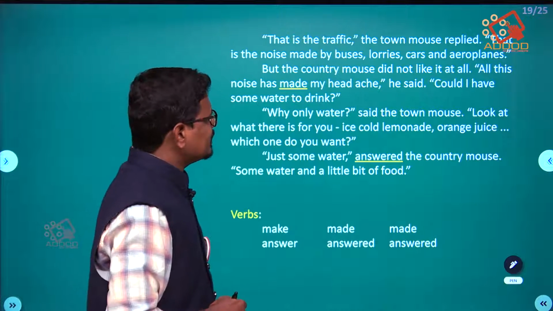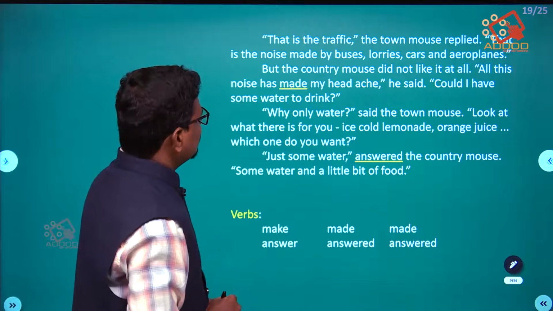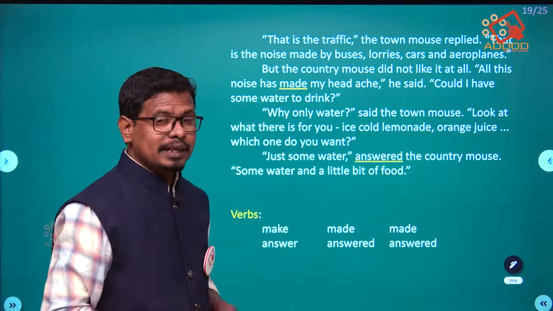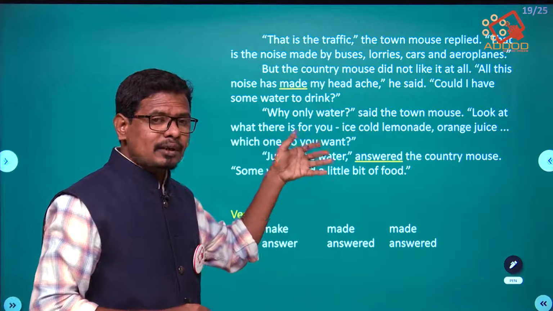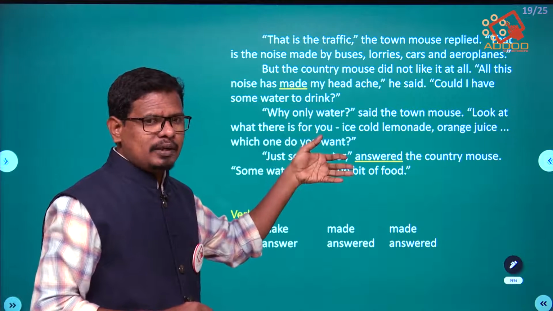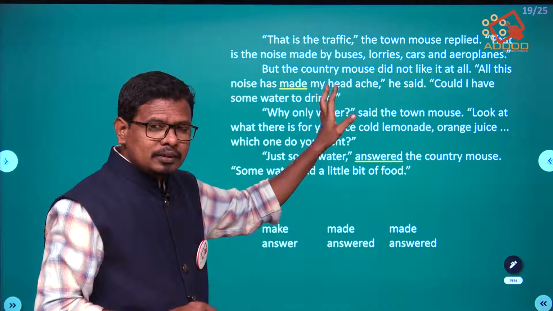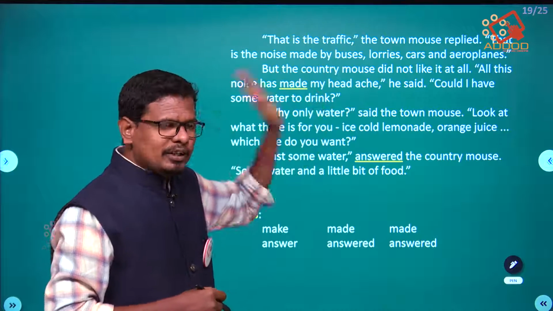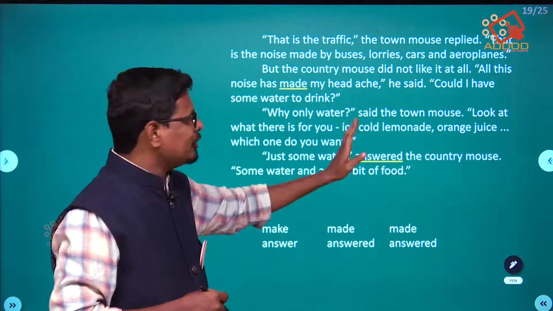"That is the traffic," the town mouse replied. "That is a noise made by the buses, lorries, cars, and aeroplanes." Okay, so that never stops. People keep moving, so the noise keeps continuing.